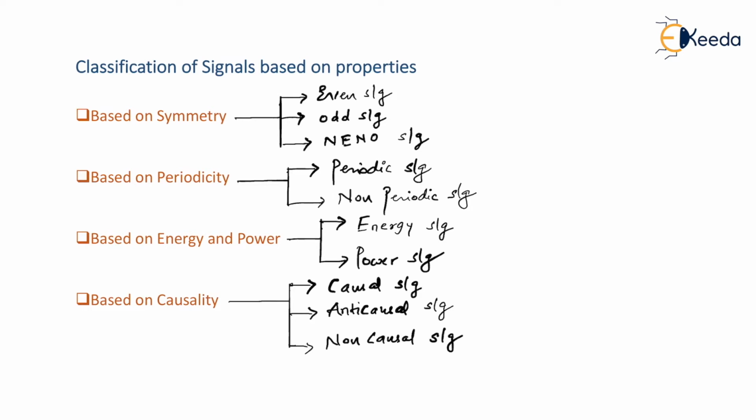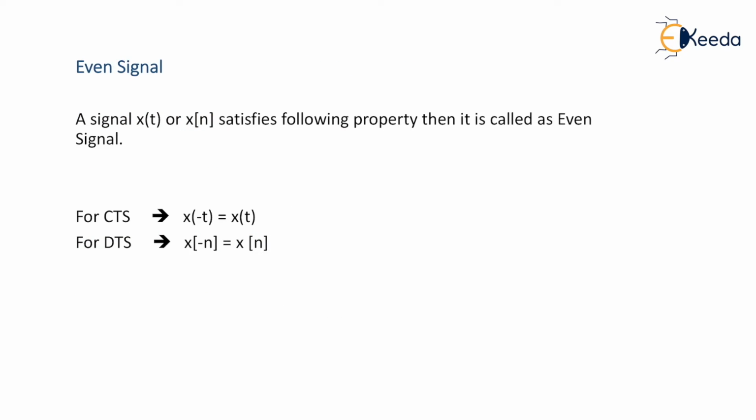Now these are classifications depending upon the property. In this video we will be focusing on the symmetricity property. So we will be learning even signal, odd signal, and neither even nor odd signal. Let us begin with even signal.